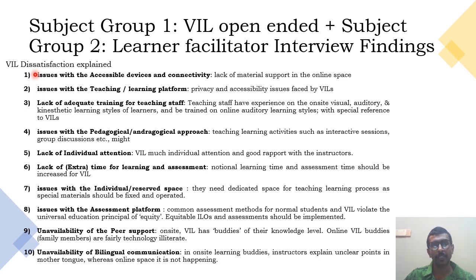Then detailed findings of this. Visual impaired learners' dissatisfaction explained. Issues with accessible devices and connectivity. When you have connectivity problems, then it's leading to dissatisfaction. Issues with the teaching learning platforms. Lack of adequate training for teaching staff. Issues with the pedagogical and andragogical approaches. Lack of individual attention, lack of extra time for learning and assessment, issues with individual reserved space, issues with assessment platforms, unavailability of peer support, and finally unavailability of bilingual communication.